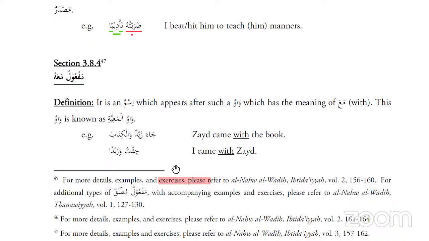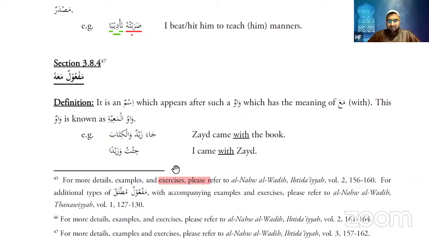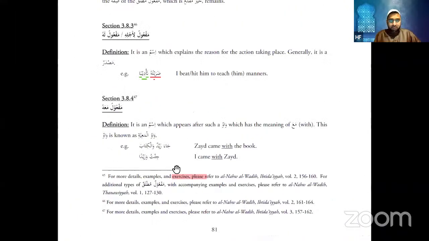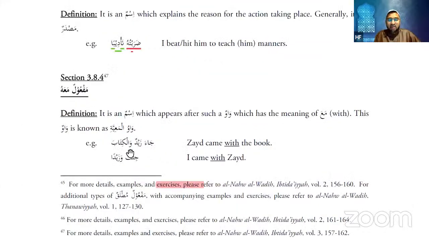Yes. So maf'ul ma'ahu, the sentence will always have a waw there. Exactly. Okay. Ahsantum. And the waw itself, you could translate it as with. As you see in both of these translations, they translated it as with, because this is maf'ul ma'ahu. When the verb happens, when the doer comes, the object comes as well.